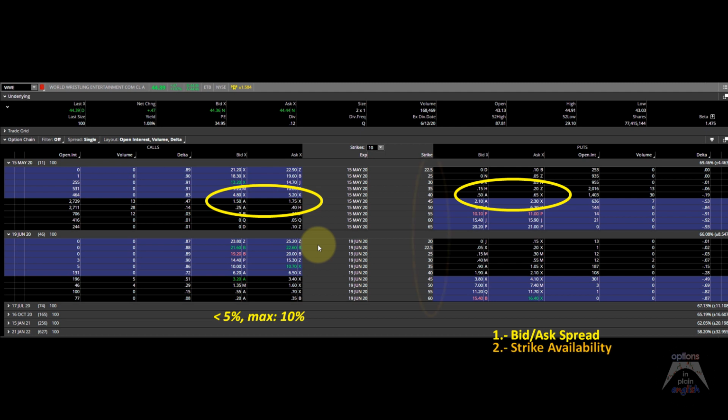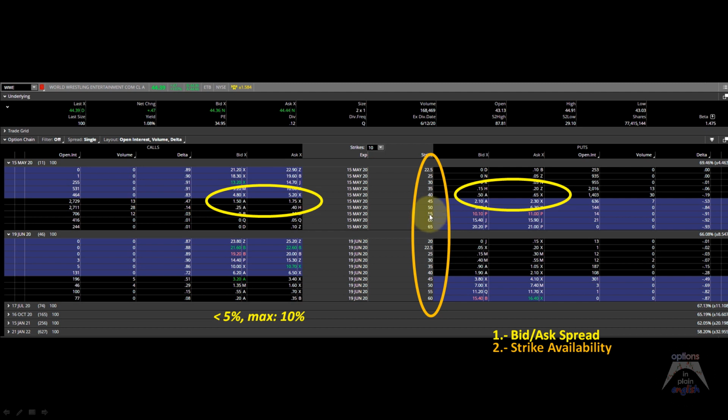Strike availability. Take a look. WWE is trading at $44. The strike prices that we have are 40, 45, 50. So there's $5 in between every strike price. There's not a lot of granularity.